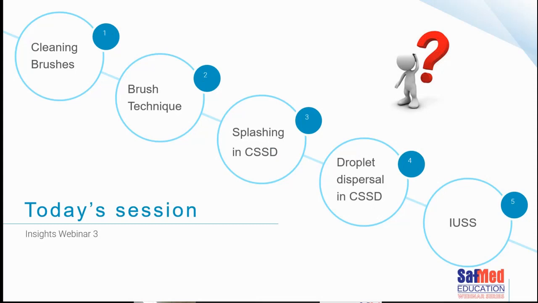Coming to our conclusions and wrapping up for today's session. We've spoken about cleaning brushes. We've understood about the different bristle materials. We've learned about the correct size and diameter of brushes and the pros and cons and the risks of using the incorrect things. We've spoken about brush technique and the importance of rinsing the tip of the brush all of the time. We've spoken about splashing in CSSD. Remember, we've spoken a lot about droplet dispersal and how far the droplets do carry. And we finished off with immediate use steam sterilization.